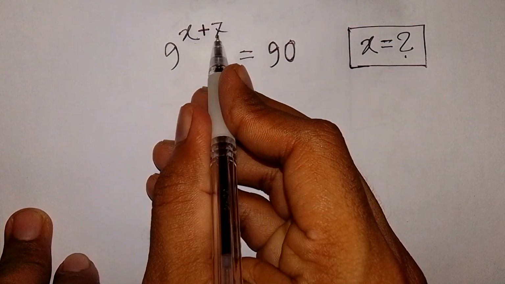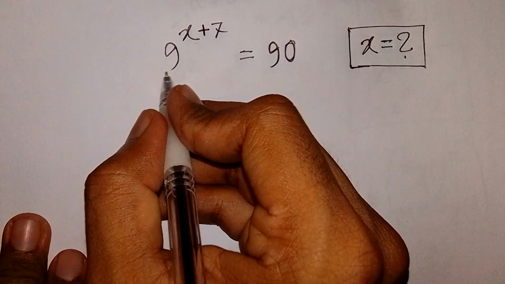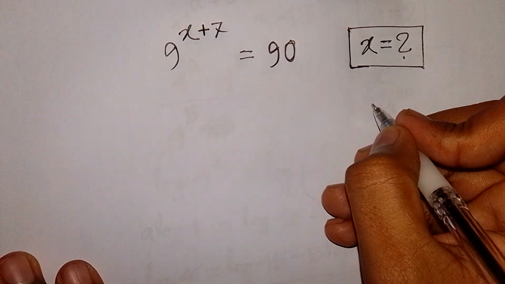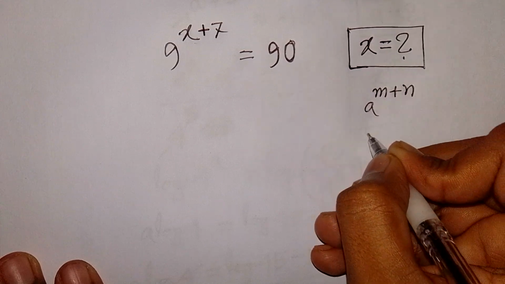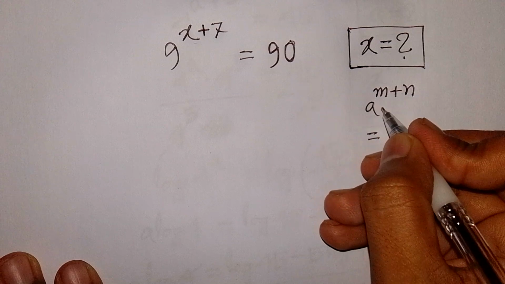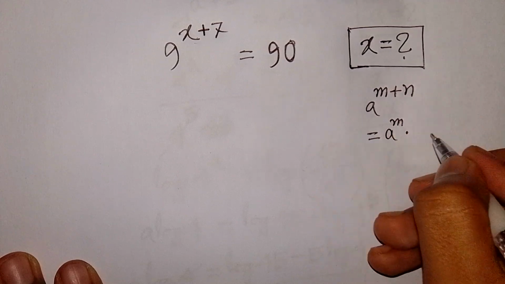9 power of x plus 7 is equal to 90. Find the value of x. So here we apply this exponential rule that a power of m plus n is equal to a power m times a power n.